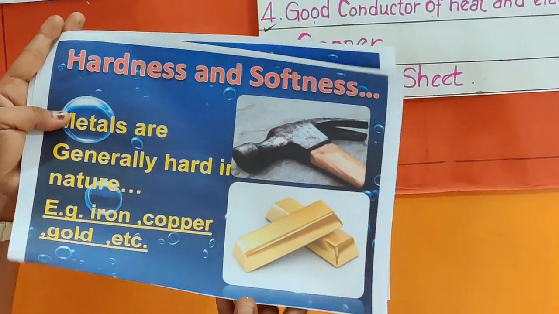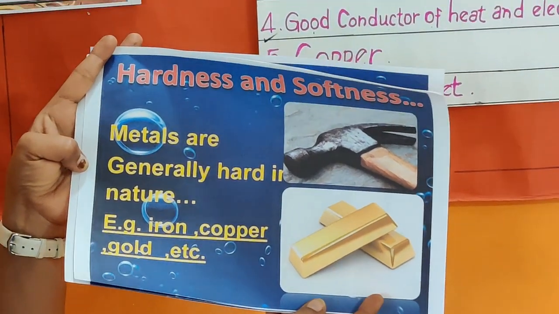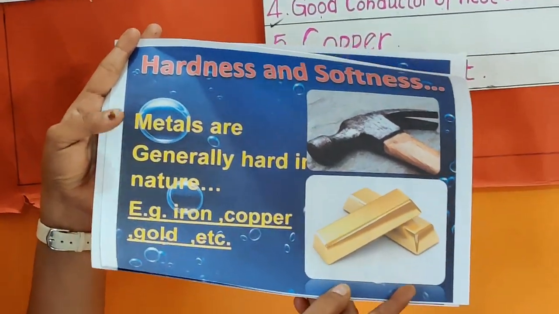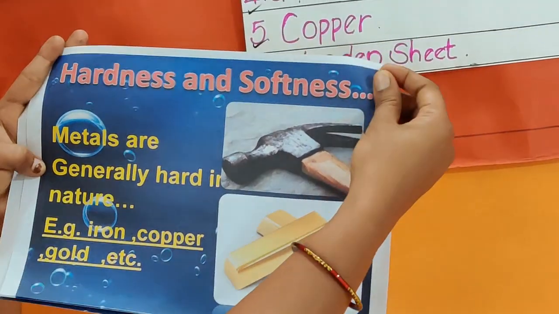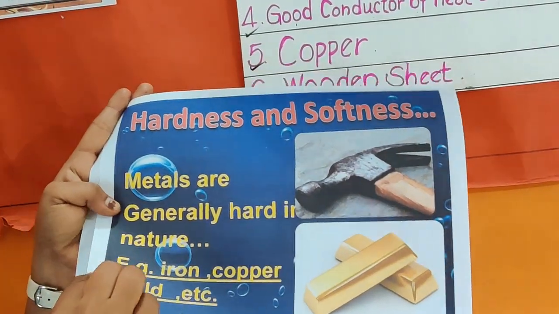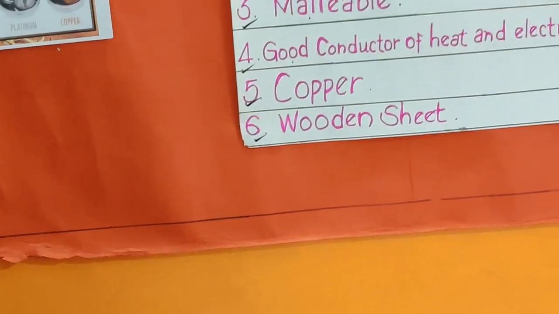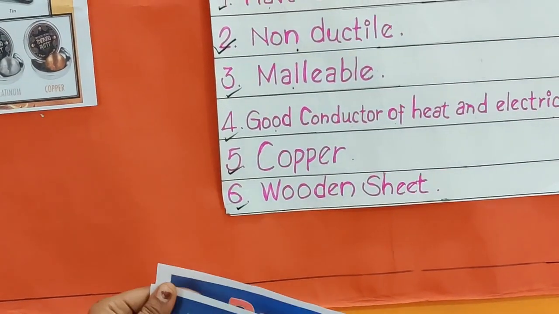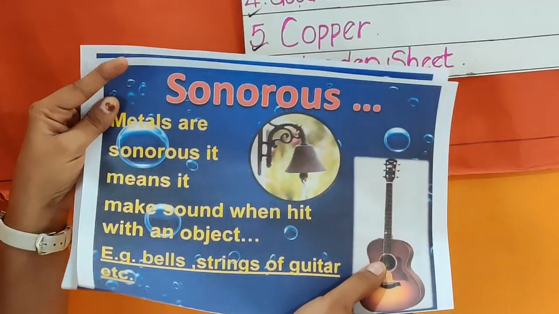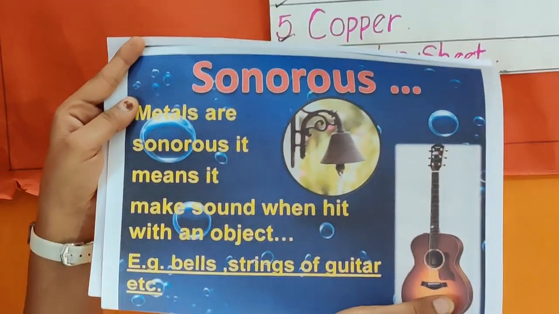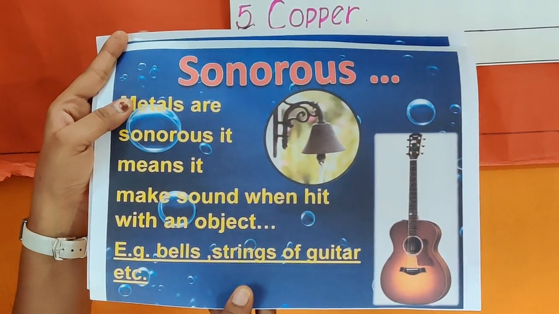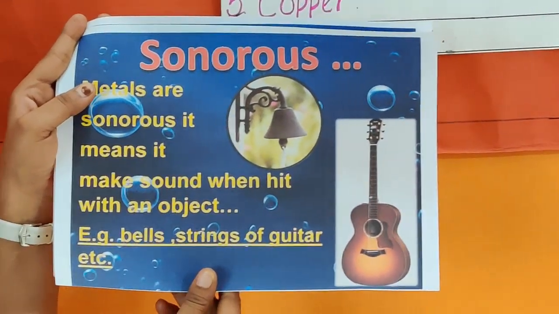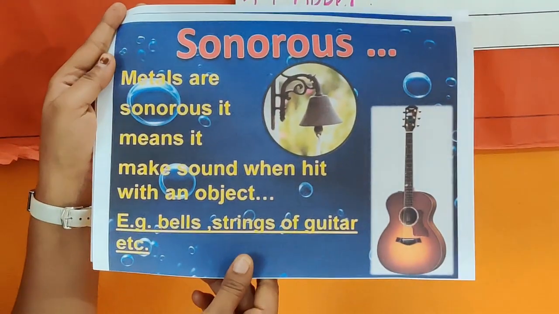Metals have hardness and softness also. Metals are generally hard in nature. For example, iron, copper, gold, etc. Metals are sonorous. It means they make sound when hit with an object. For example, bells, strings of a guitar, etc.